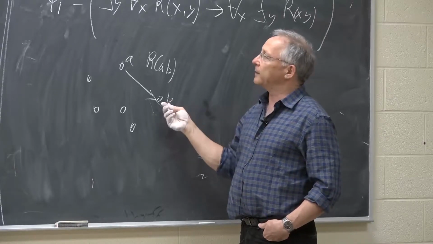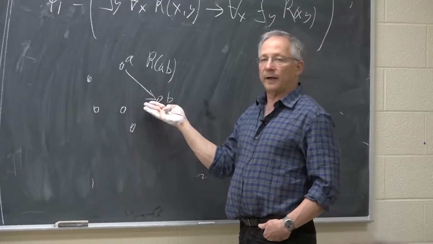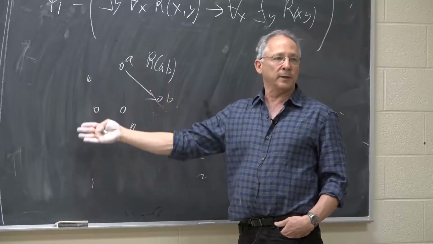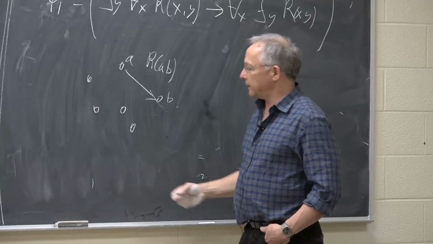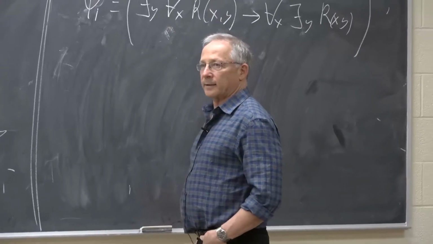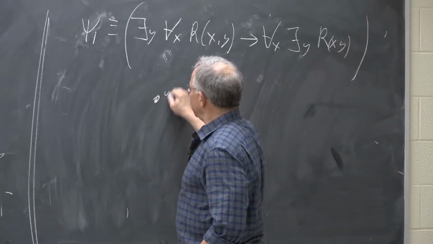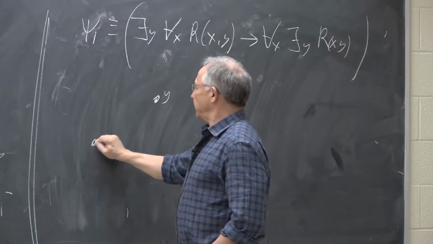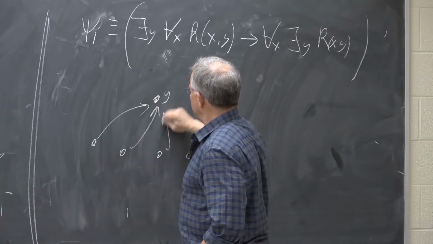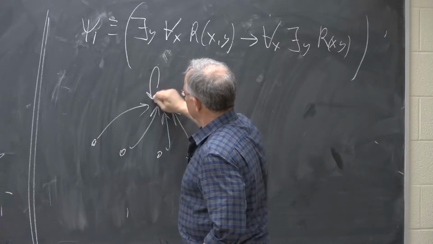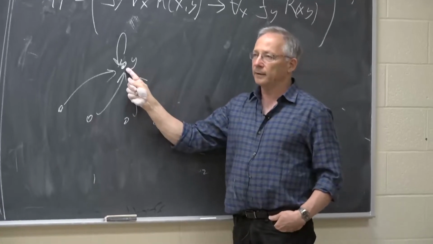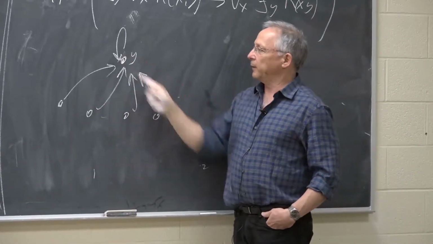So this way I translate my model into a graph. If I have only a two-place relation, I can view my model as a graph. If I view my model as a graph like this, what does the first formula say? The first formula says there exists a y such that for every x, the relation connects x to y, including y itself. It says there exists a y such that everyone relates to y.